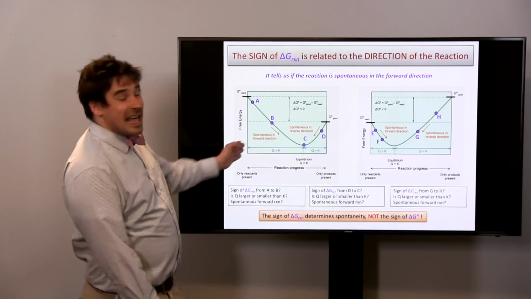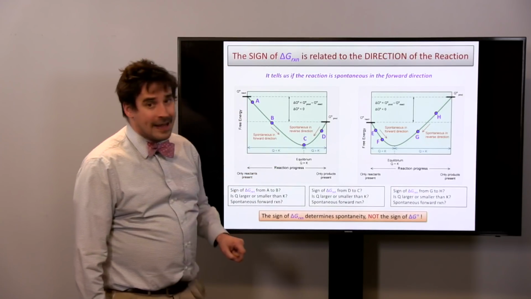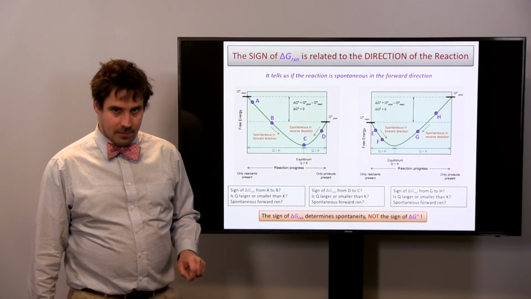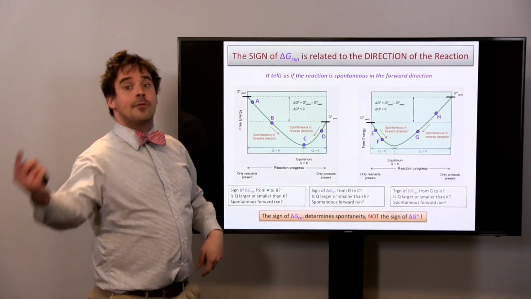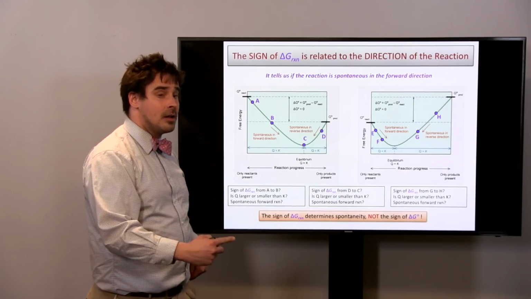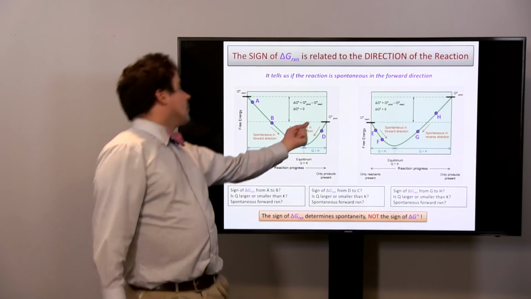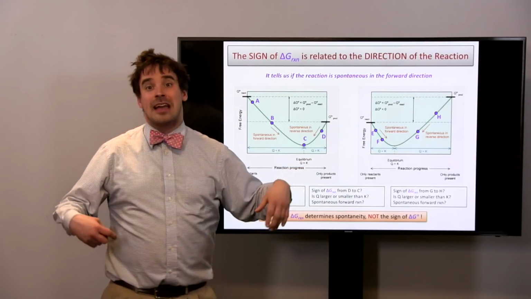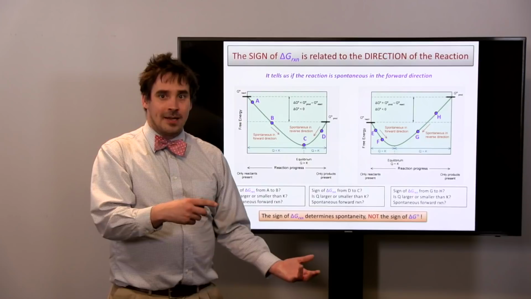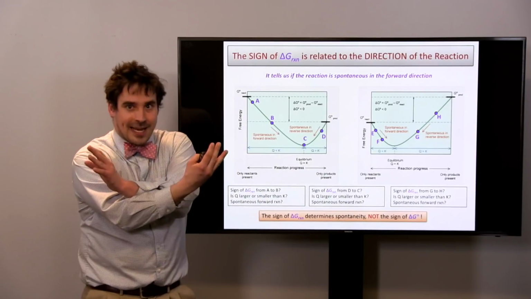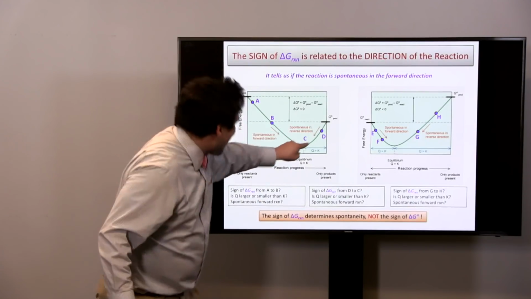If you're anywhere to the left of this point, that means that delta G is negative, right? Because it would be spontaneous in the forward direction. Spontaneous in the forward direction means negative delta G. Well, if you're anywhere to the right of equilibrium, that means that you're at a positive delta G. So it would not be spontaneous as written. In fact, the reverse reaction would be spontaneous, and you would make more reactants.